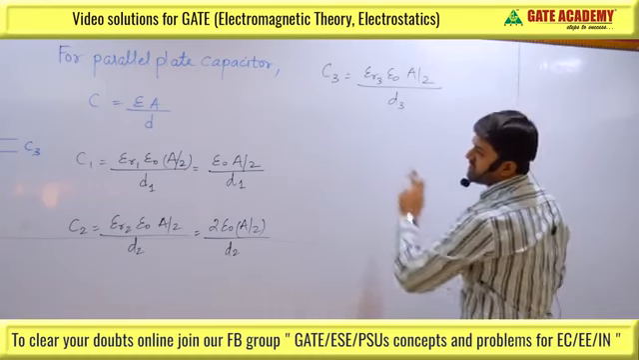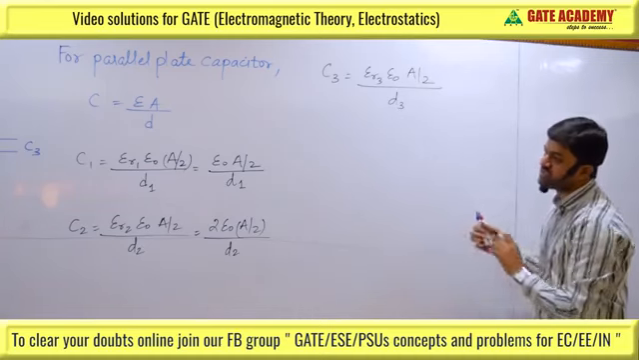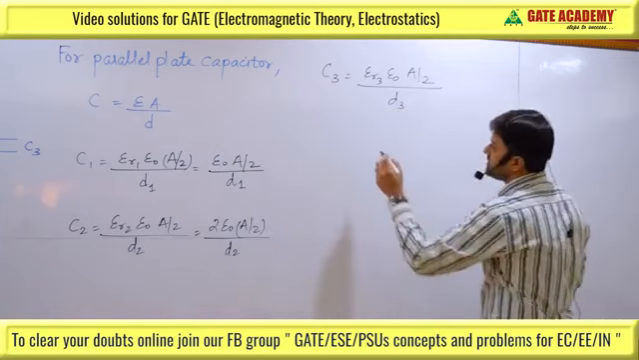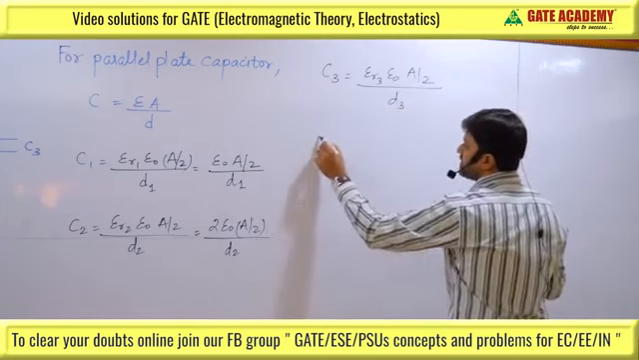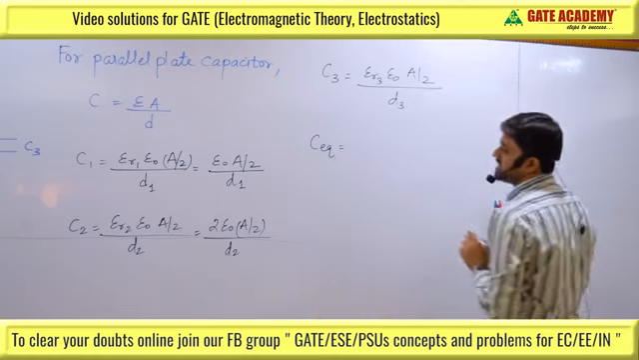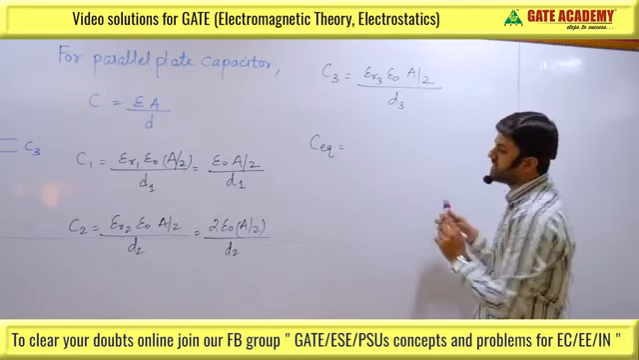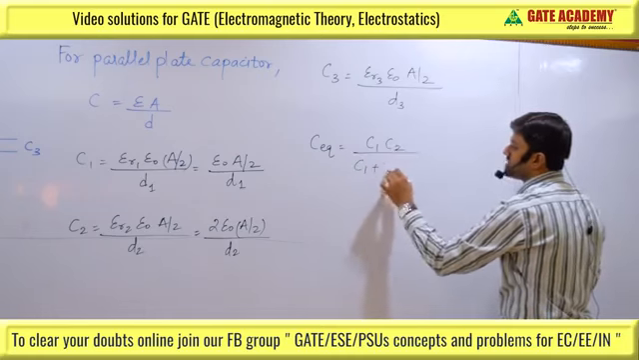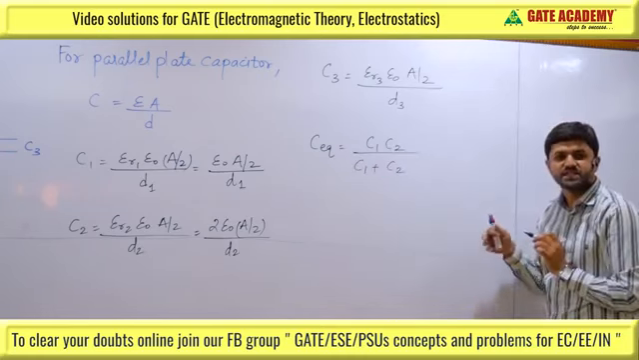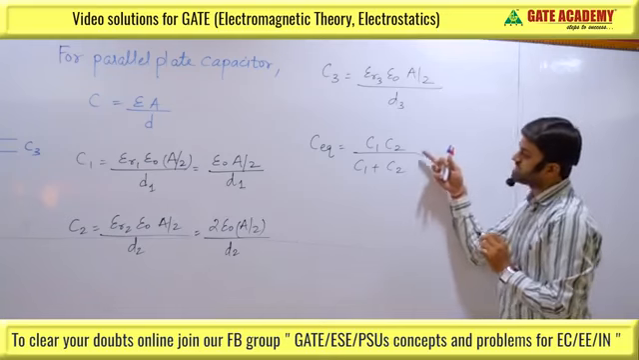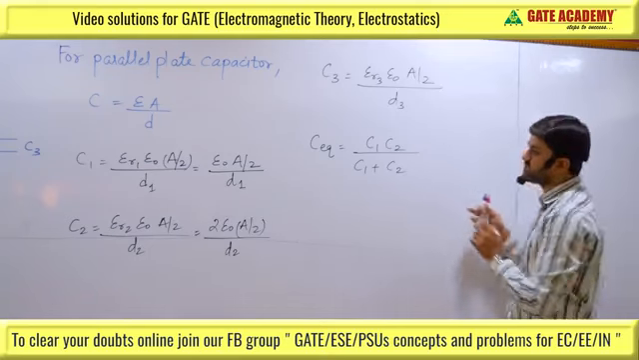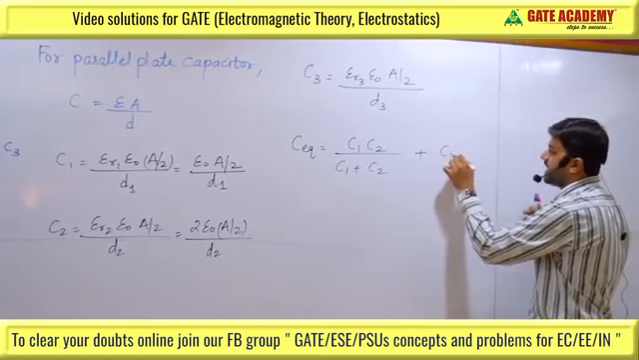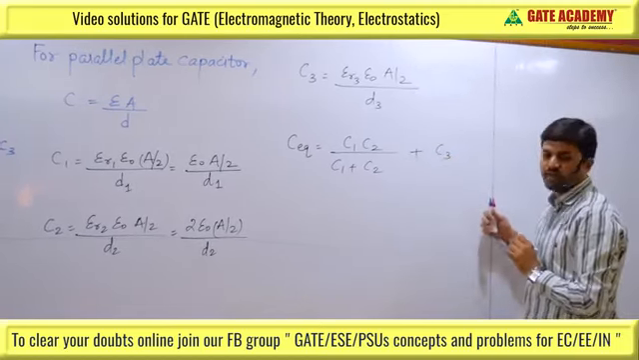So if we put the values of C1, C2, C3, if we calculate the total capacitance, C1 and C2 are connected in series, so the equivalent capacitance can be written as C1 C2 upon C1 plus C2. If the capacitances are connected in series, then it is C1 C2 upon C1 plus C2, and if they are connected in parallel, then they simply add. So this will be plus C3.